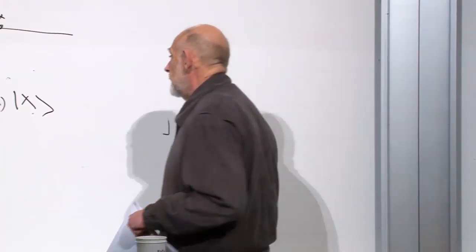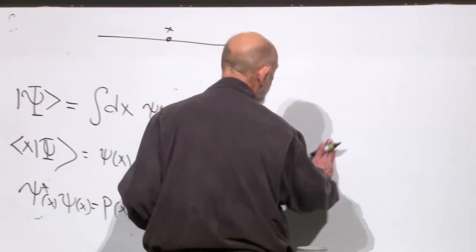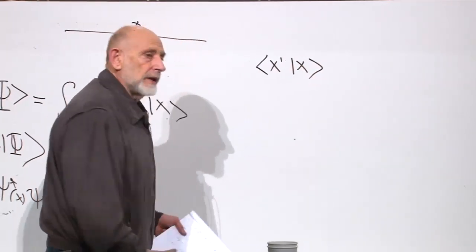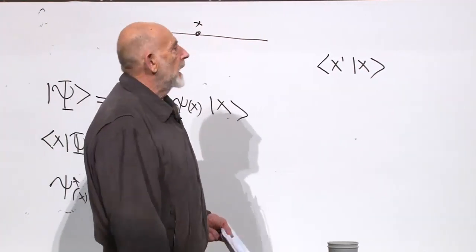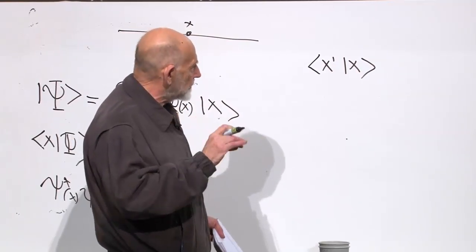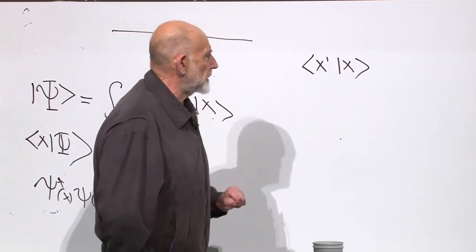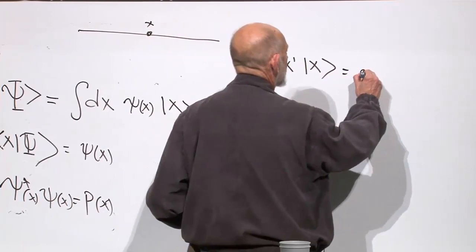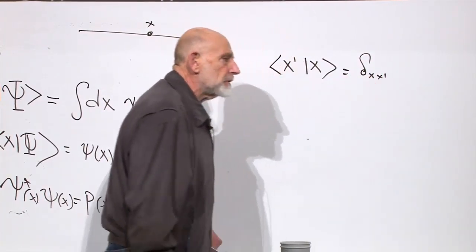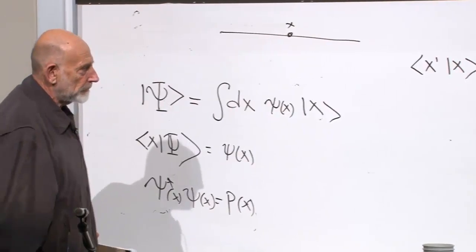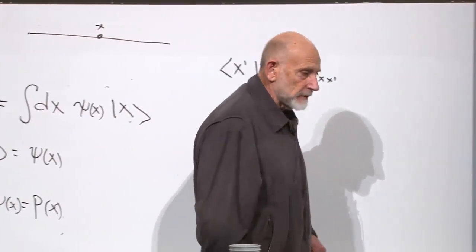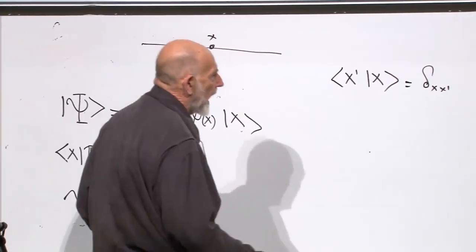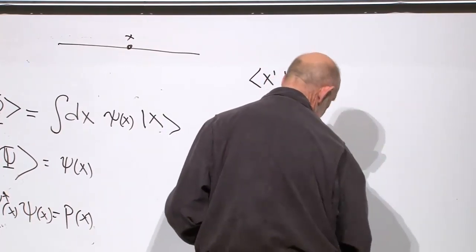The inner product between two vectors, x and x prime, is 0 unless x equals x prime. And if these were standard discrete variables, we would say 0 unless x equals x prime, 1 if x equals x prime. We would write Kronecker delta. But that's not helpful for continuous variables. For continuous variables, we write the delta function, the Dirac delta function. It's the continuum analog of the Kronecker delta.